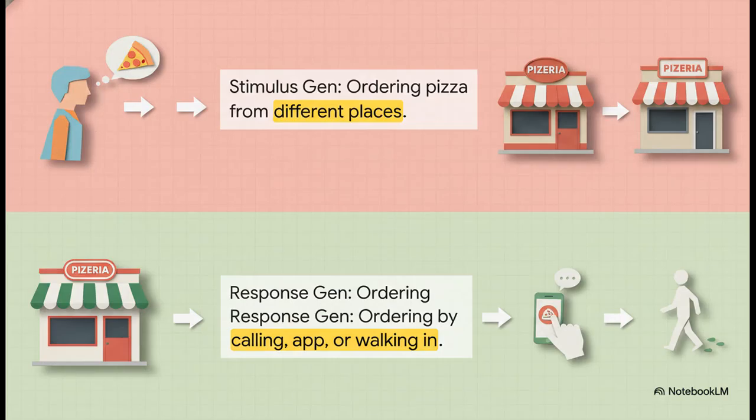You know, this pizza analogy brings it all home. Stimulus generalization is like performing the same action, ordering a pizza, but in different similar places, like from various pizzerias. Response generalization is when the stimulus is the same, you want pizza, but you use different behaviors to get it, like calling on the phone, using an app, or just walking into the shop.